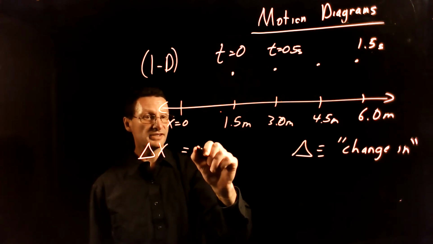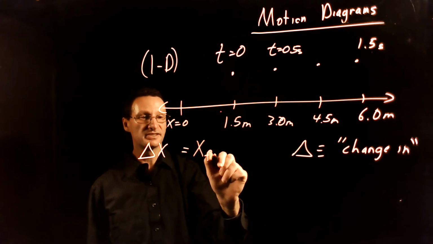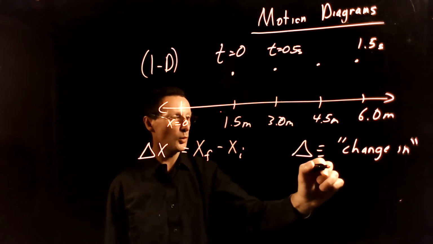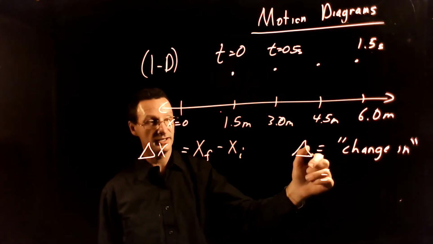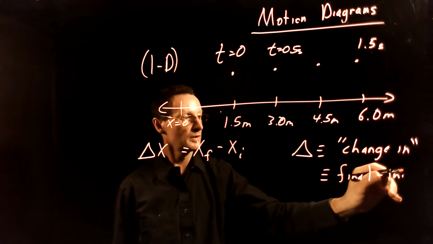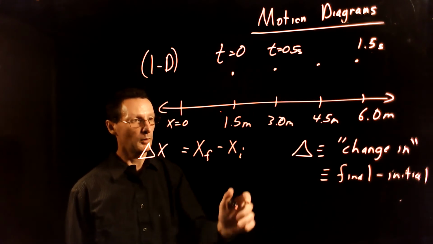To do this, the way we calculate this is we take the final position and we subtract from that the initial position. And this is always this way with the delta. We always take the final minus the initial. Okay, it's a universal thing with the symbol delta.